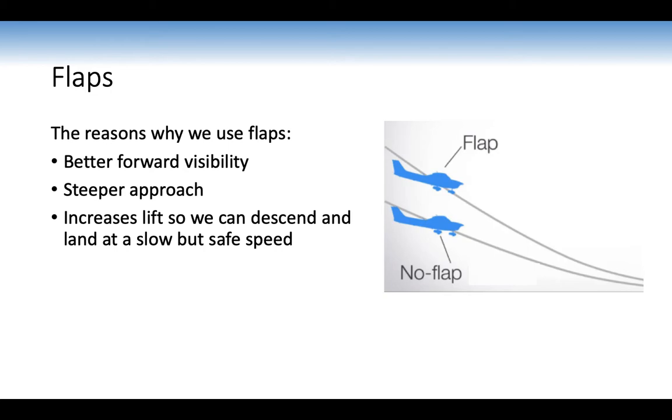And we've got the threat in this lesson of not verbalizing the white arc. The error will be flap extension above VFE, and the undesired aircraft state would be airframe damage. So make sure you verbalize the white arc.